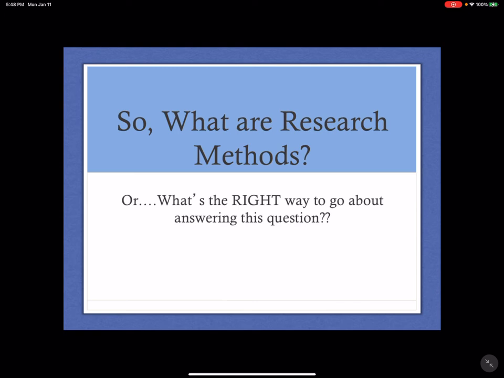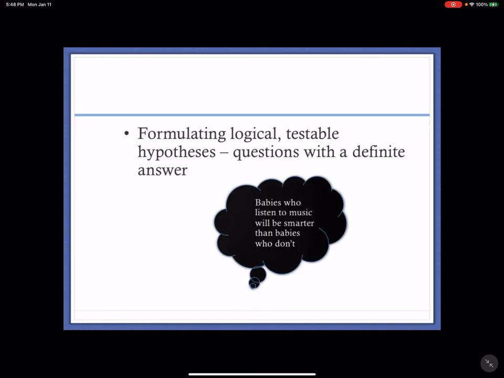So what are research methods, or what's the right way to go about answering this question? And that was the question of the Mozart effect. Well, step one has to do with asking questions. It's formulating logical, testable hypotheses. These are questions with a definite answer. A lot of the things we want to know from science are big, big questions.